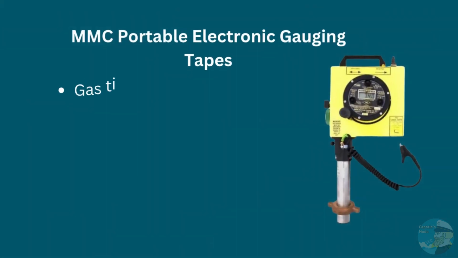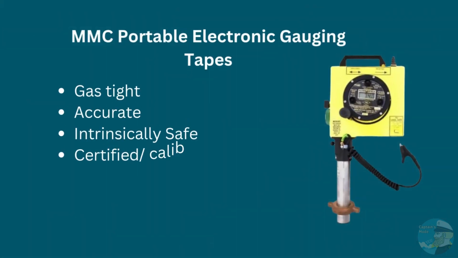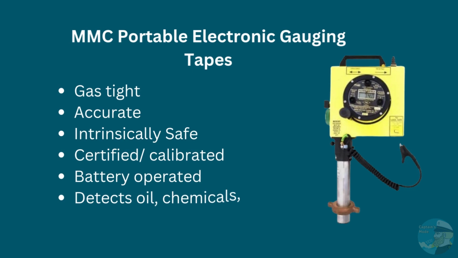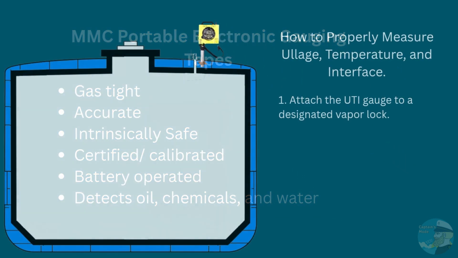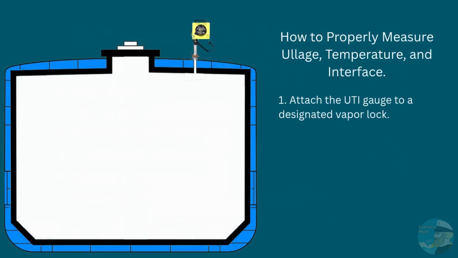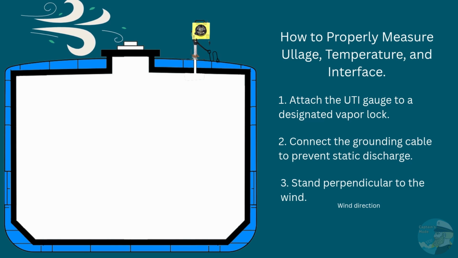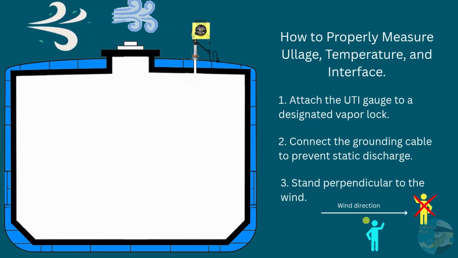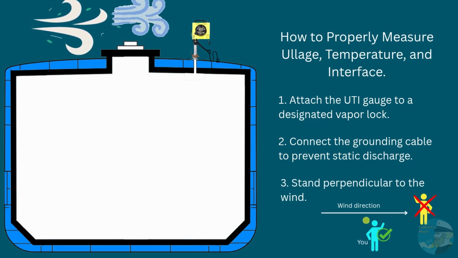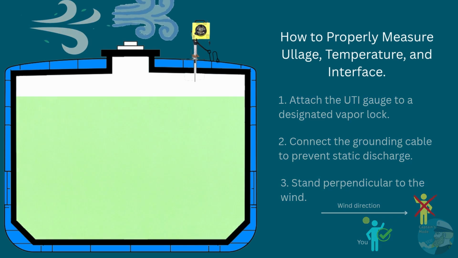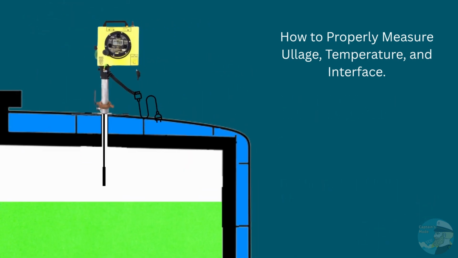Using the UTI gauge requires skill, but with a bit of practice, it's easy to master. 1. Attach the UTI gauge to a designated vapor lock. 2. Connect the grounding cable to prevent static discharge before switching on the device. 3. Even though the UTI is gas-tight, stand perpendicular to the wind direction since some vapors may escape. When air or vapor is detected, you'll hear a short series of beeps every 5 seconds, like this. This is in standby mode.